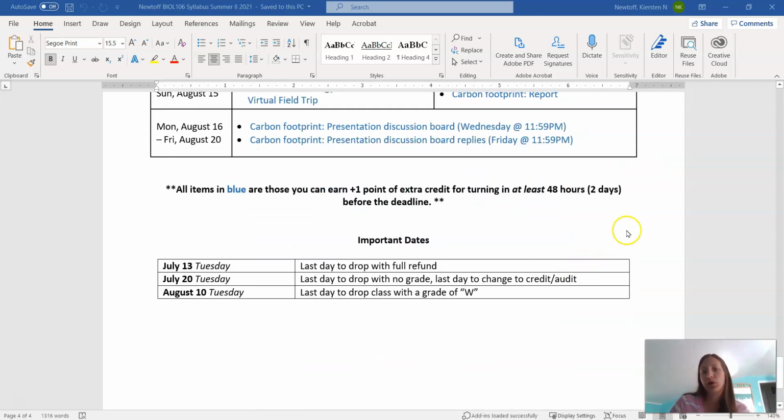Finally, here are some more important dates for you. So there you have it. Again, read through the syllabus on your own time and take some more time with it just to make sure you really understand the course policies. Again, this course does stand independent of Bio 105, so don't be worried if something hasn't been covered in your Bio 105 class yet. All of the labs provide background information to get you started.